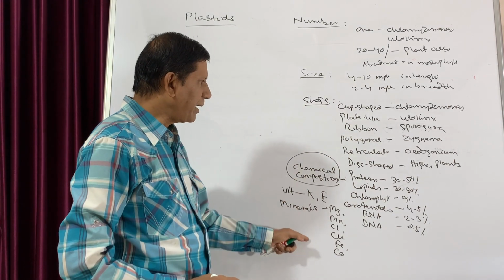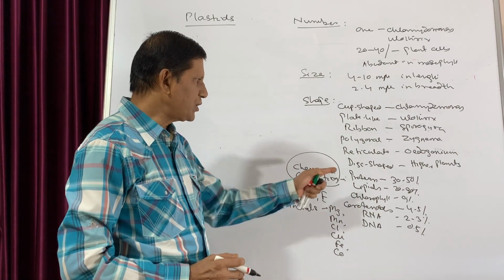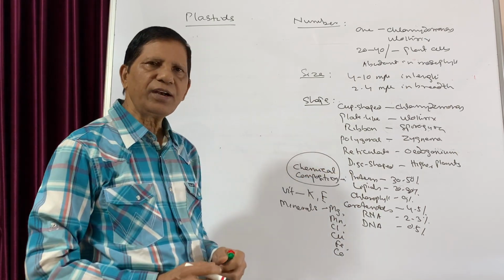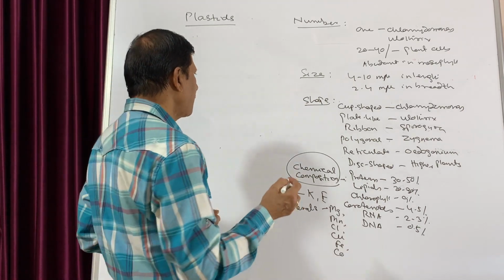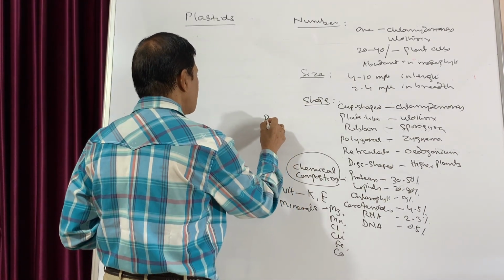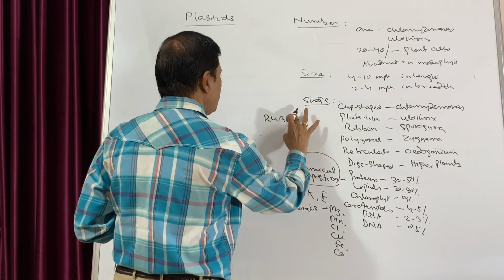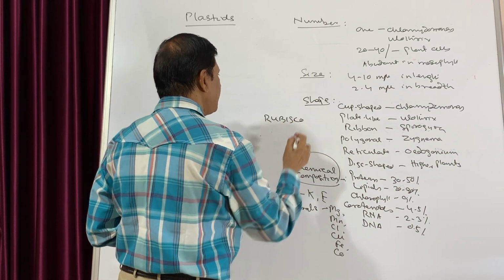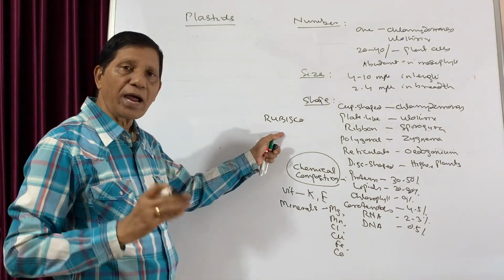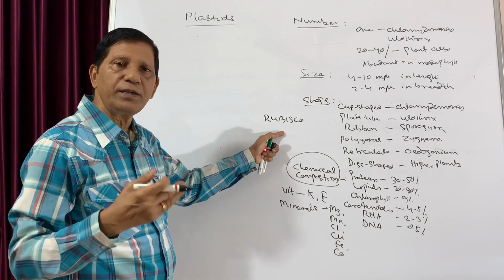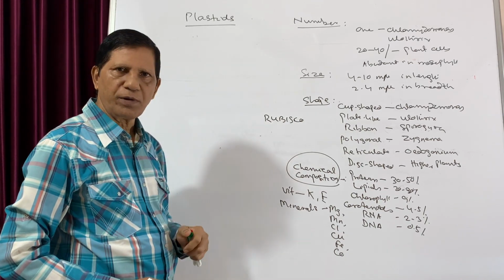Now among the chemical composition, the proteins are highest in quantity, because the proteins contain some very important enzymes, and the most important enzyme that is present is RUBISCO. This RUBISCO is the enzyme which is responsible for photosynthesis. So this is the most abundant protein of the biosphere. So this is present in the chloroplast.